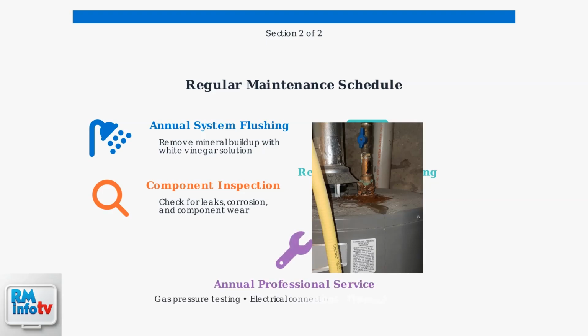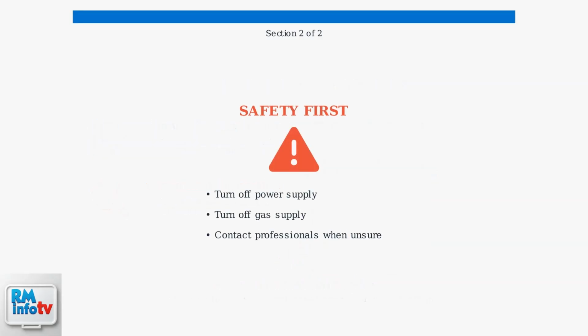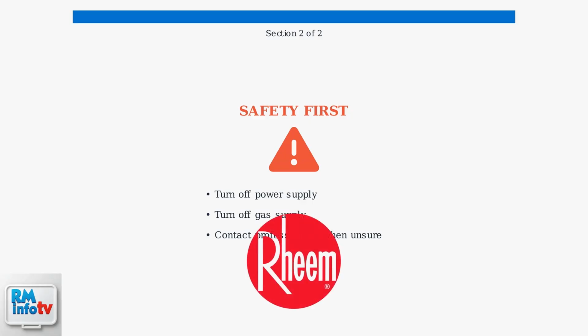Schedule annual professional service for comprehensive gas pressure testing, electrical connection checks, and thorough system inspection that goes beyond basic maintenance. Remember these critical safety points. Always turn off both power and gas supplies before performing any maintenance work on your tankless water heater. If you're uncomfortable performing any maintenance tasks, don't hesitate to contact a qualified technician. Proper maintenance will keep your Rheem tankless water heater running efficiently for years to come.